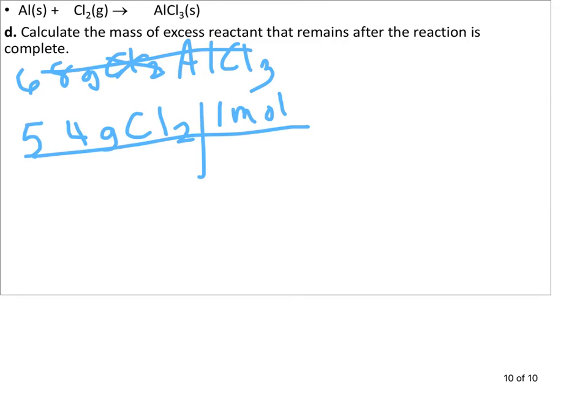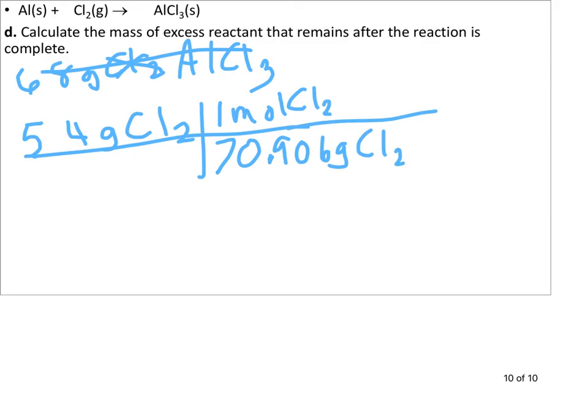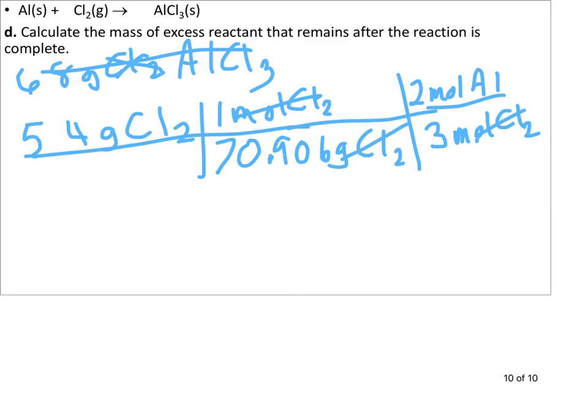So first thing we do is going to change it to grams. And 1 mole of Cl2 gives us 70.906 grams of Cl2. Mole conversion, 2 moles of Al is the same as 3 moles of Cl2. And we're trying to find how much of the excess reactant we use, so we're switching to Al. Moles divide out moles, grams divide out grams. And I'm running out of room. We'll come down here for a continuation.